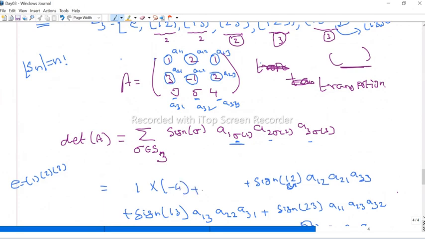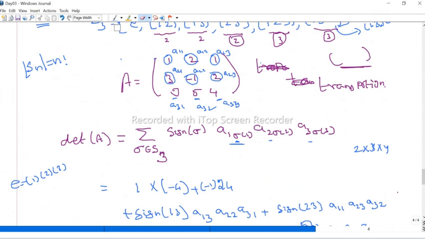Plus sign of 1 2. Sign of 1 2, already we know that this is minus 1. And what is this product? A1 2, A2 1, A3 3. So look at this matrix. A1 2 value is 2, A2 1 value is 3, A3 3 value is 4. Into 4, so that is 12 and then 24. So this is actually 24. We find the value of this term.